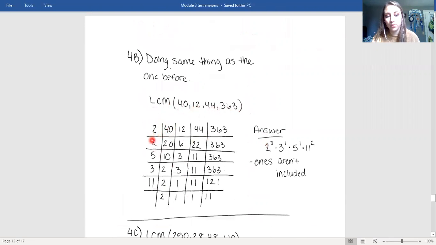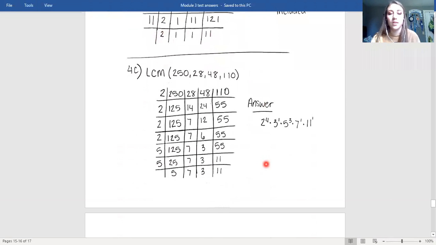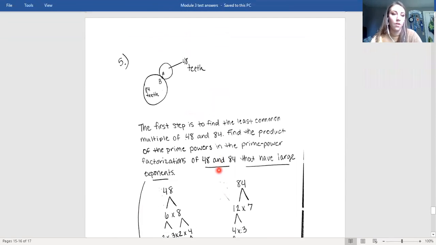We got 2 to the 3rd, 3 to the 1, 5 to the 1, and 11 to the 2nd power. Ones are included. The LCM of this one, the answer is 2 to the 4th, because you got four 2s over here, 3 to the 1, 5 to the 3, 7 to the 1, and 11 to the 1.